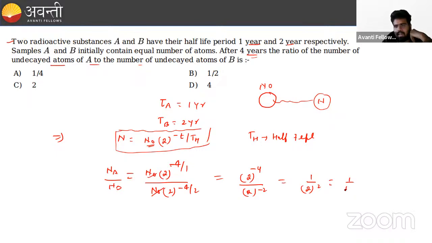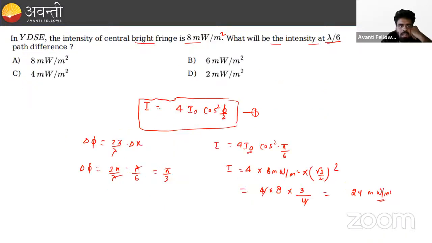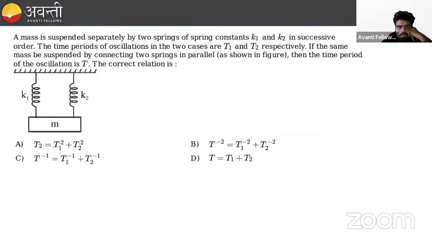So what is the answer here? 1 by 4. We can say the answer is 1 by 4. That option is the correct answer here. That option is the right one, guys. So in this manner, we can say that the option is the right one.